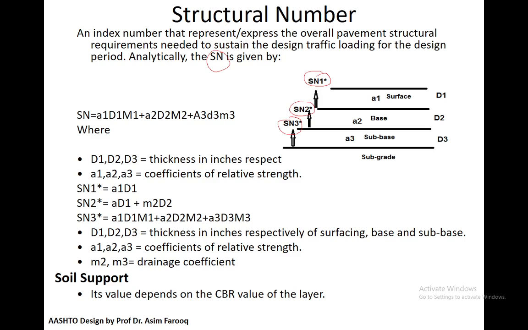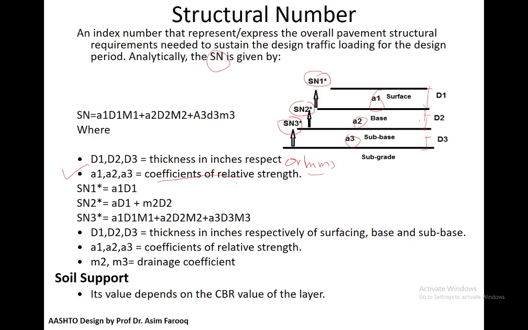So it is basically denoted with SN. As you can see here in that specific figure, D1, D2 and D3 are basically the different depth or thickness of each and every layer, such as surface, base and subbase. A1, A2, A3 is the coefficient of relative strength of the material.